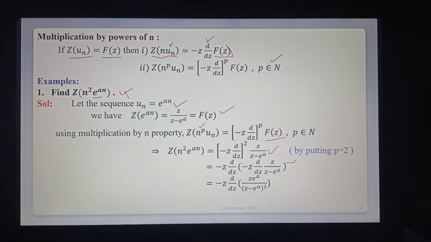So minus z into d by dz, the first time differentiation and simplification gives z into e power a by z minus e power a whole square. Now the second time differentiation and simplification, the required value is z plus e power a into z into e power a by z minus e power a whole cube. So this is the required value of the z transform of n square into e power an.